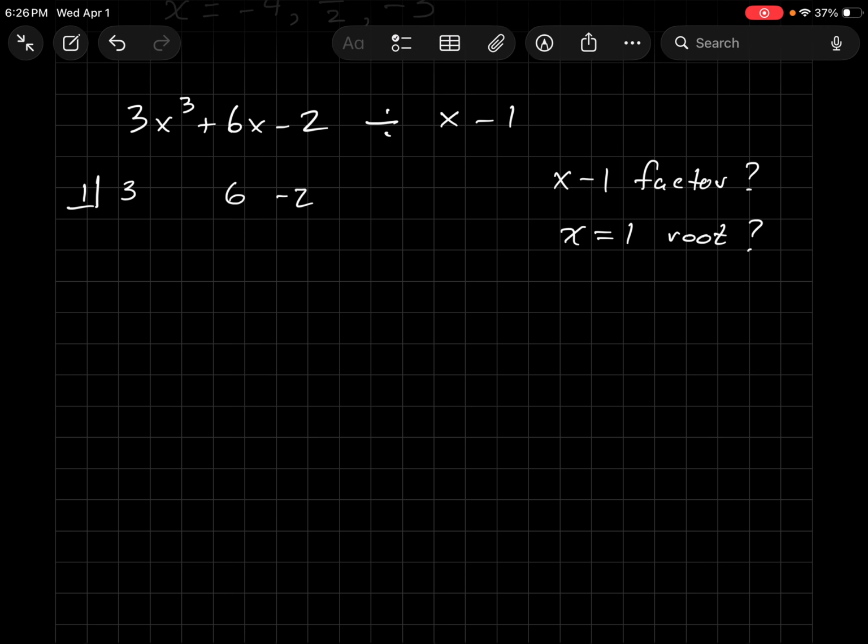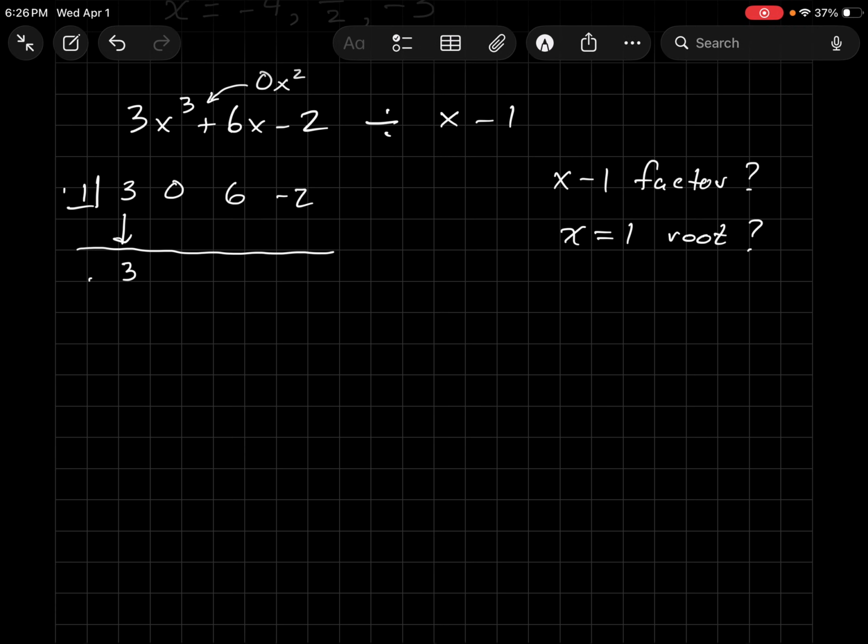But notice I left space. There is no x squared there, so that means it's a 0x squared, and I need a coefficient for that as well. So I'll put a 0 down, because I need a coefficient for every power, starting with the highest going down to the constant term. Bring our bar, we know the process, bring the 3 down.